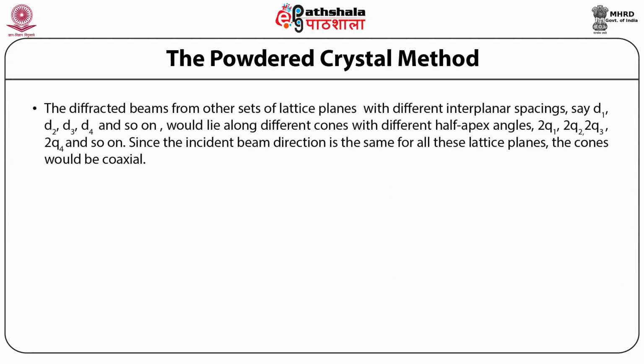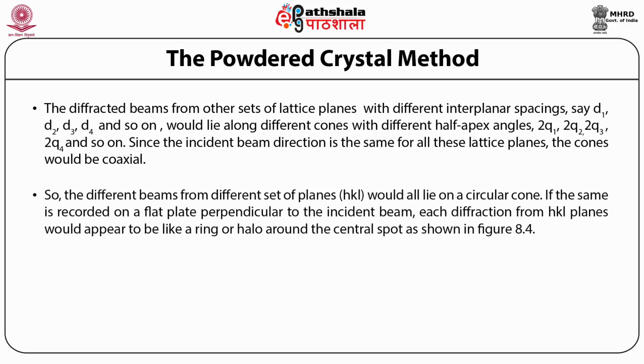The diffracted beams from other sets of lattice planes with different interplanar spacings, say d1, d2, d3, d4 and so on, would lie along different cones with different half apex angles 2 theta 1, 2 theta 2, 2 theta 3, 2 theta 4 and so on. Since the incident beam direction is the same for all these lattice planes, the cones would be coaxial. So the different beams from different sets of planes hkl would all lie on coaxial cones. If the same is recorded on a flat plate perpendicular to the incident beam, each diffraction from hkl planes would appear like a ring or halo around the central spot, as shown in figure 8.4.